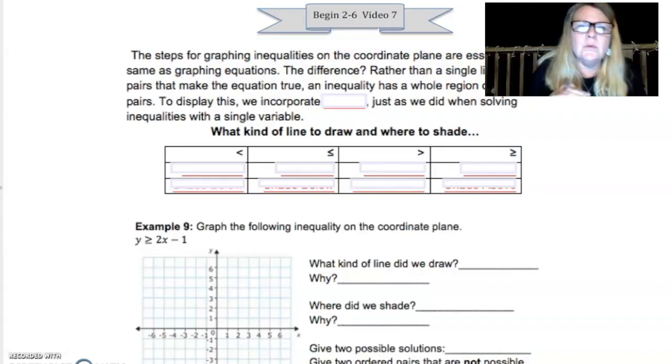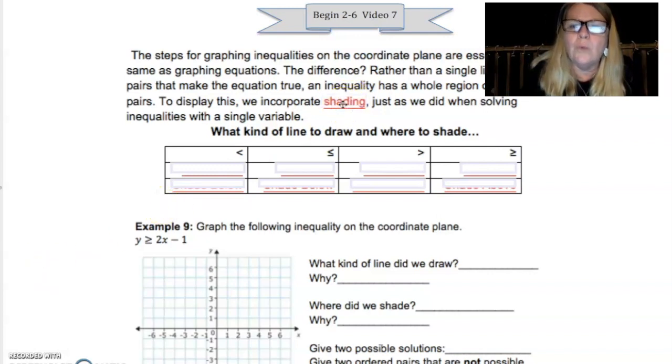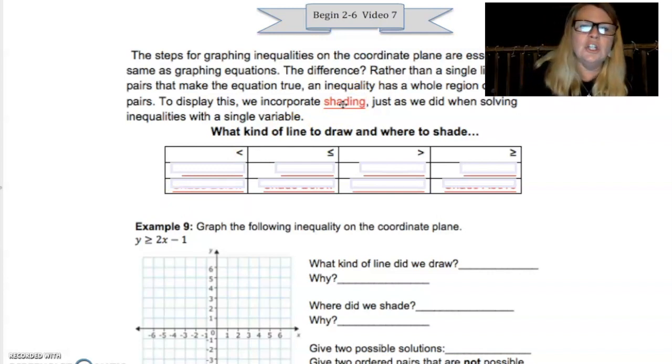First thing we're going to do is look at graphing inequalities on the coordinate plane. Basically, they're the same as graphing equations on the coordinate plane. The only difference is rather than having a single line of ordered pairs that make the equation true, in an inequality there's a whole region of ordered pairs that make the inequality true. So we're going to use shading to show this.